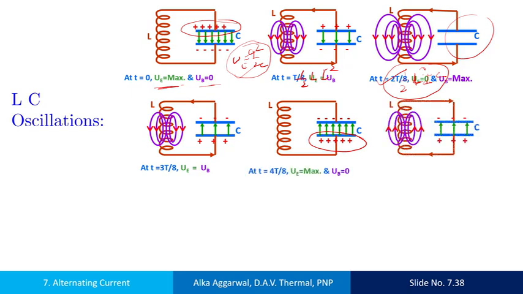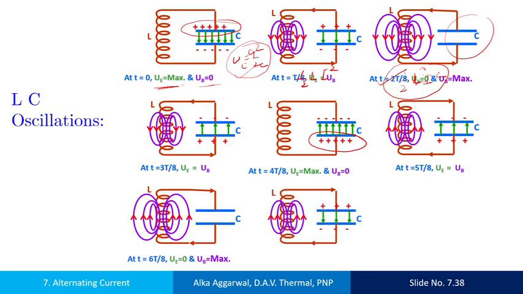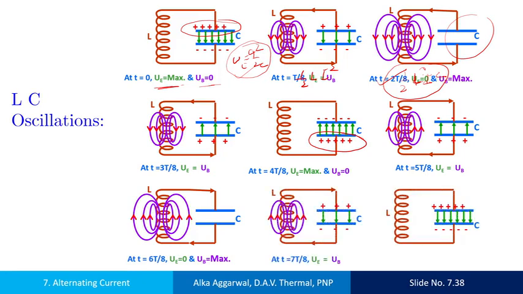Again, the capacitor discharges and the electrical energy is converted into magnetic energy. Here, the whole of the electrical energy is converted into magnetic energy and there is no charge in the capacitor. Again, the capacitor starts charging. Now again, the polarity of the plates is reversed and it is the same as in the initial condition. The process continues at a definite frequency.